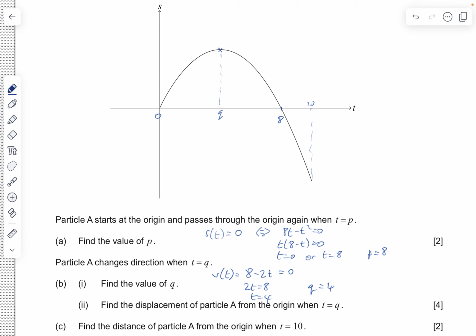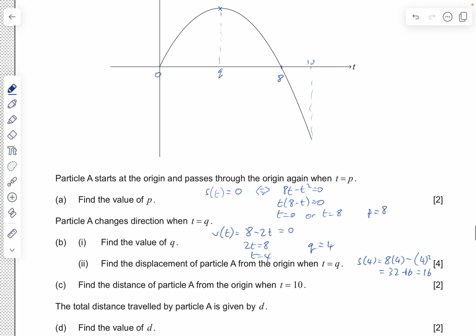Find the displacement of the particle from the origin when t equals 4. So we need to put t equals 4 back into this equation, which is my displacement. So now I want S of 4, which is 8 times 4, subtract 4 squared, which equals 32, subtract 16, equals 16. It's in meters.